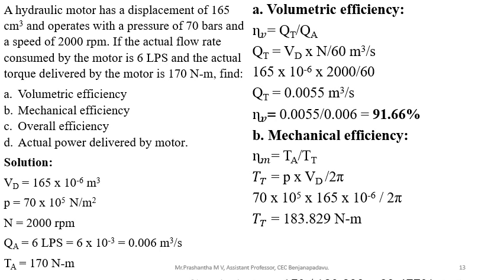Substitute these values in the mechanical efficiency equation. Mechanical efficiency equal to actual torque, that is 170, divided by theoretical torque, that is 183.829. Simplify this, we will get 92.477%. The sub question B, mechanical efficiency is 92.477%.